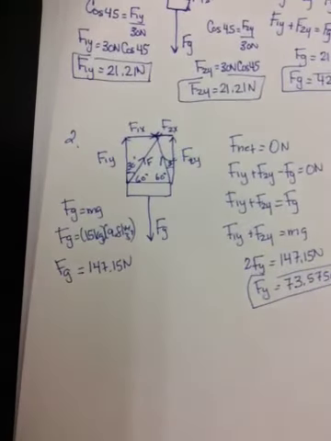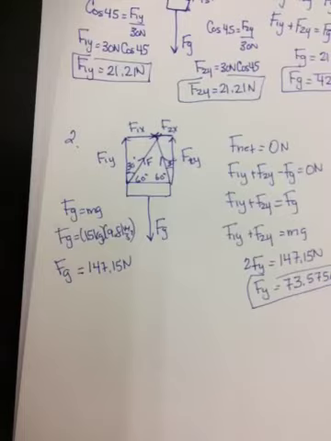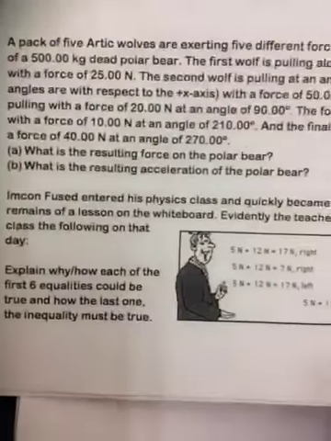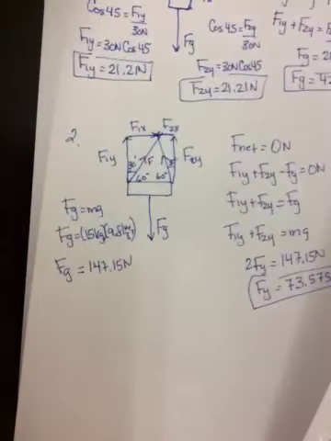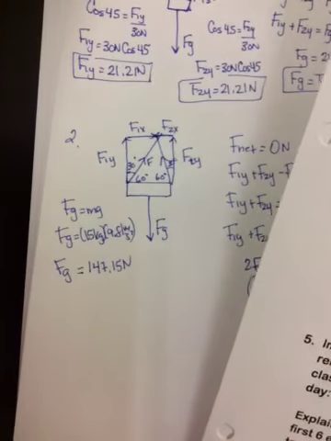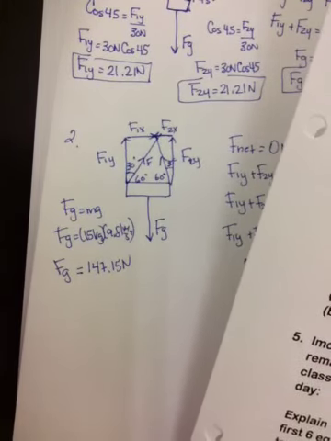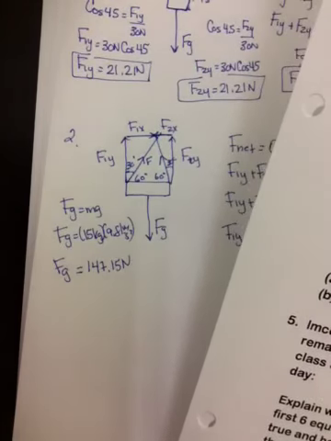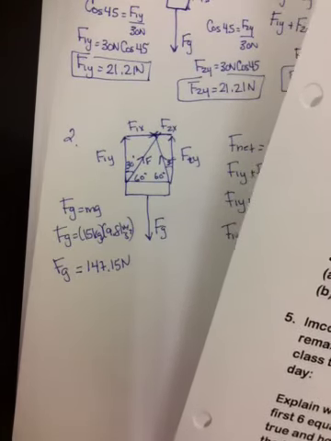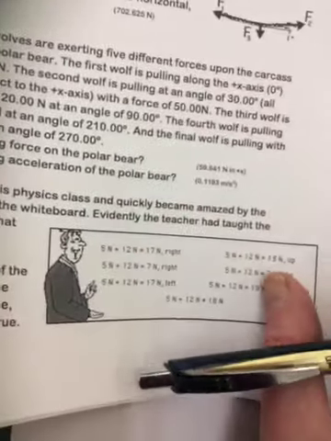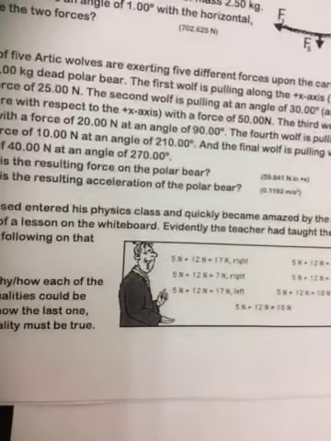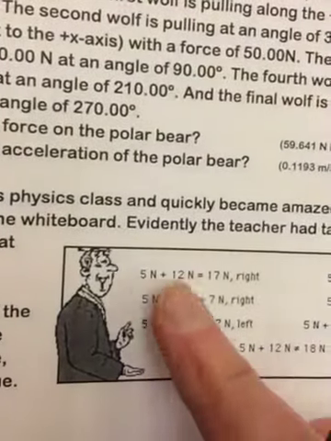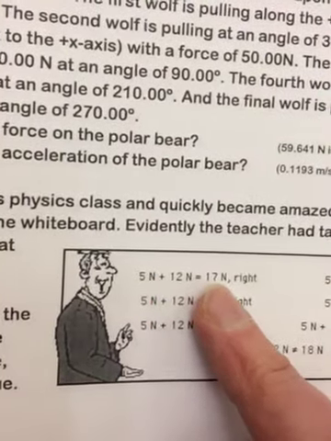I'm going to skip down to number 5 only because we don't have a lot of time left in this video and it's shorter. So it says, I'm confused, entered his physics class and quickly became amazed by the remains of a lesson on the whiteboard. Evidently the teacher had taught the class the following on that day. Explain why or how each of the first 6 equalities could be true and the last inequality must be untrue. So if we look at these, 5 plus 12 is going to equal 17 newtons to the right.